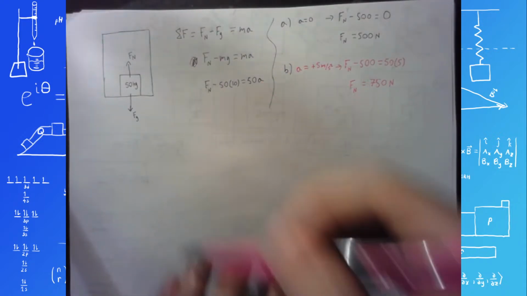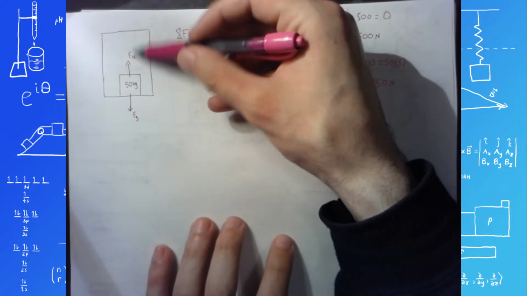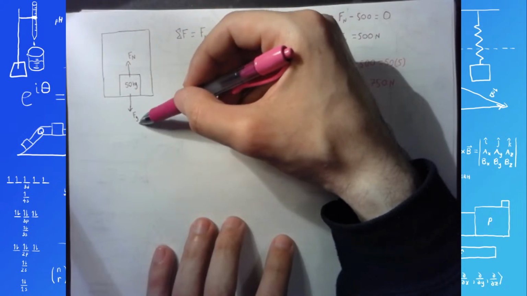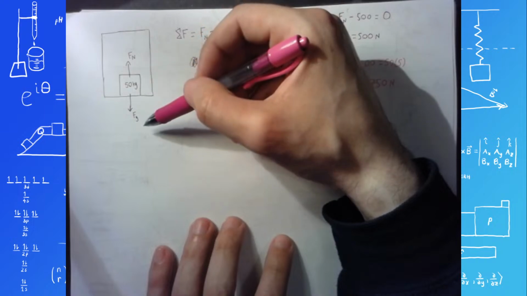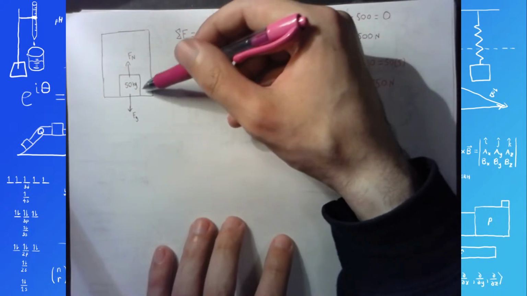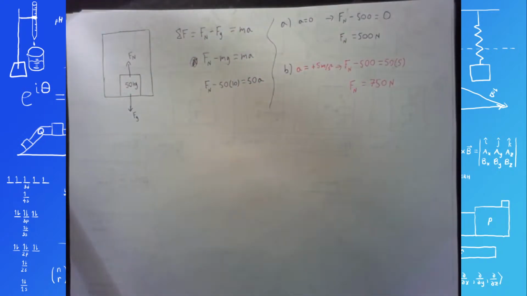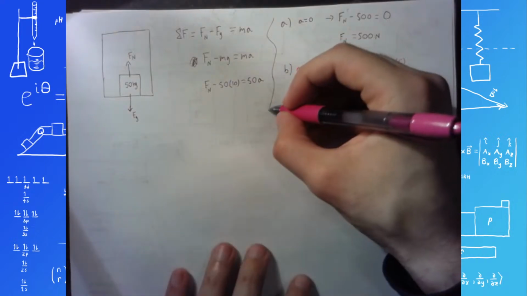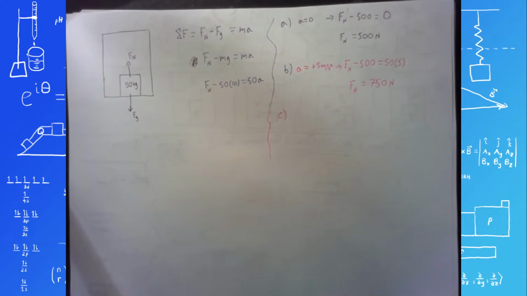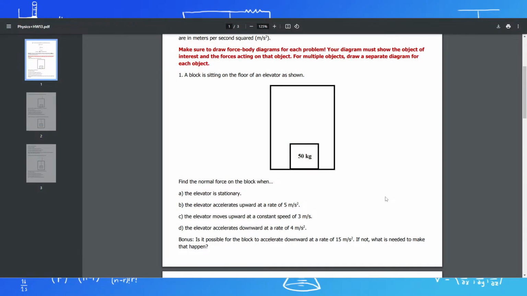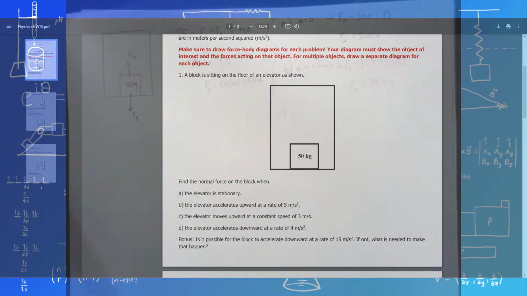And this makes sense. If I look back on my diagram, 750 up and 500 down, yeah, it makes sense that I should have more force upward than downward if this elevator and everything in it is supposed to accelerate upward. So that's making sense. Okay, part C. Part C says the elevator moves upward at a constant speed of 3 meters per second.